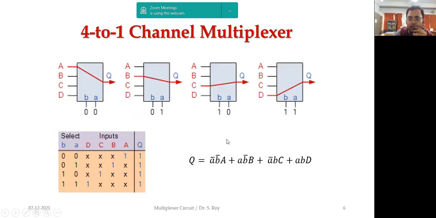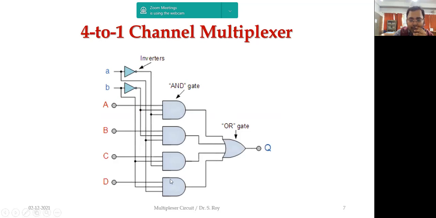Each product has 3 variables. Going back to the previous slide, these 3 variables are small a, small b, and capital A. So all these AND gates should be 3 input AND gates. And as 4 products are there, we need an OR gate that should be a 4 input OR gate. So the connections are small a bar, small b bar, capital A. We'll connect small a bar, small b bar, and A.